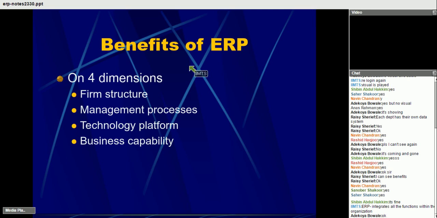Then other benefits of ERP are on 4 dimensions. It's a firm structure, it's a management process, it's a technology platform, and it's a business capable system.